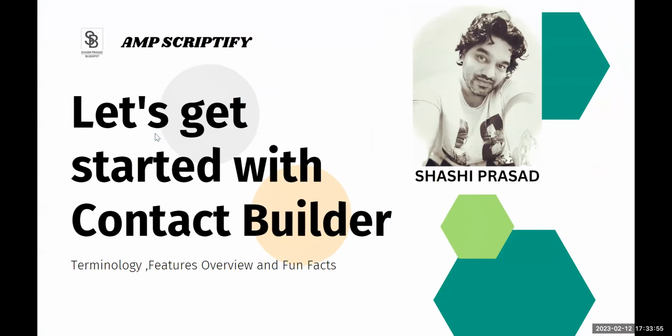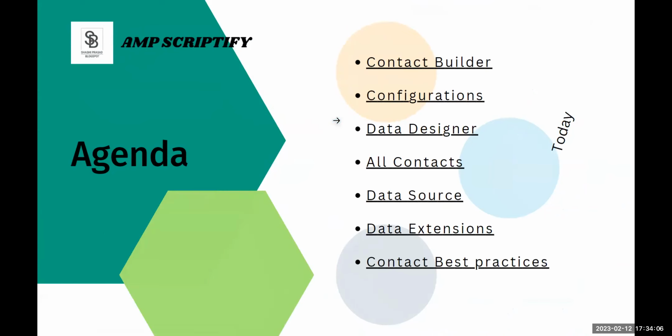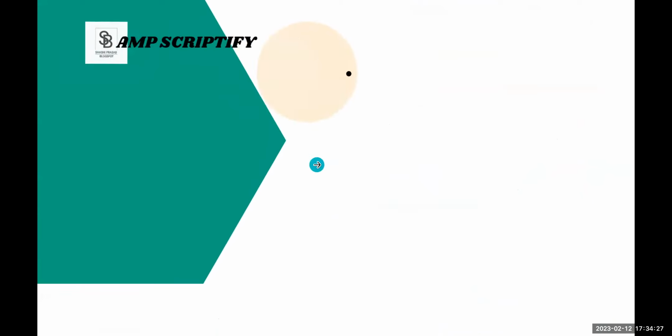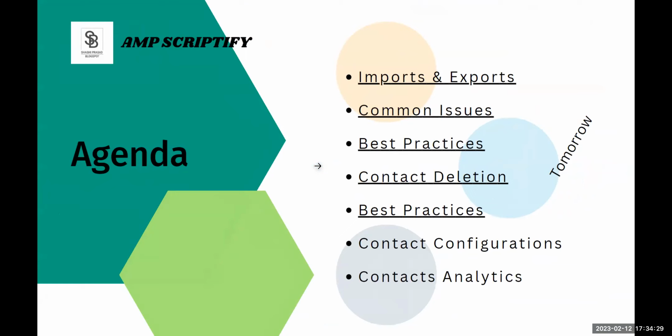Okay, so welcome back, everyone. Yesterday I don't want to go into all this introduction. Today, as Pani said, we'll try to focus more on the demo side of Contact Builder. Yesterday we discussed what Contact Builder is, how we should configure it, what the scopes of your configurations are, what Data Designer is, All Contacts, data sources, data extensions, and some of the best practices that you should use with Contact Builder. Today we'll be discussing more related to imports and exports from Contact Builder.